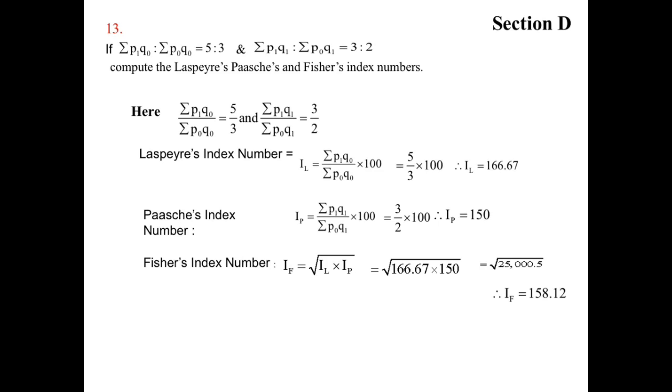So for the Laspeyres index number, first we write down the formula: sigma P1 Q0 upon sigma P0 Q0 into 100. So 5 upon 3 into 100. So Laspeyres index is equal to 166.67. Now for Paasche, we have sigma P1 Q1 upon sigma P0 Q1, it is 3 by 2. Put this 3 by 2 in Paasche's formula, so you will get Paasche's index number 150. And then Fisher, we have already worked out the Laspeyres and Paasche index numbers, so put these answers of Laspeyres and Paasche in Fisher's formula, you will get Fisher's index number 158.12.